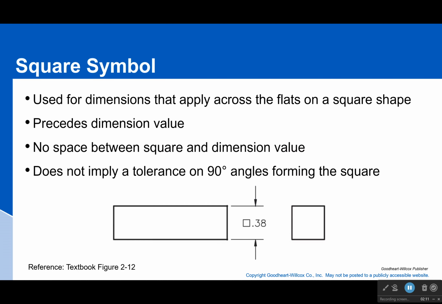We have the square symbol. This is when your cross section is square, like so. You want to show that in a single dimension, because otherwise you would have had to do 2 dimensions, and that is just wasting people's time. So we use the square symbol and say, okay, both sides are going to be 0.38 with the length and the width and the height. However, this does not imply a tolerance on 90-degree angles, which are forming the square. That would have to be given somewhere else.